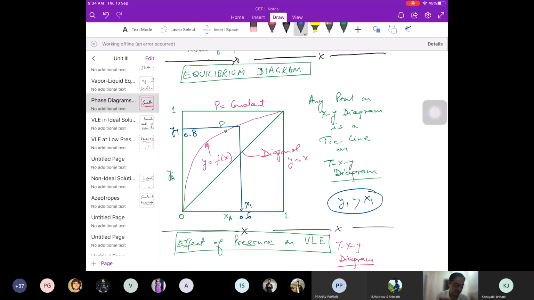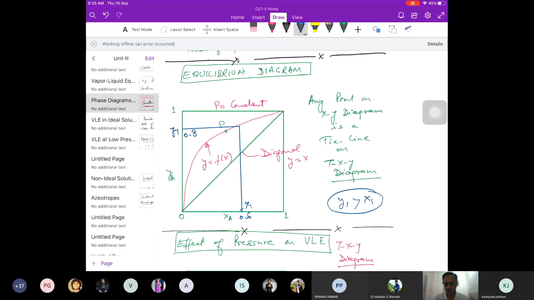This is actually your tie line, x1 y1, right? So if I take a liquid of composition x1, I'll get a vapor in equilibrium which is composition y1. If I take x1 as 0.6, then y1 will be 0.8. That means I get a vapor which is richer in which component? More volatile component, right?